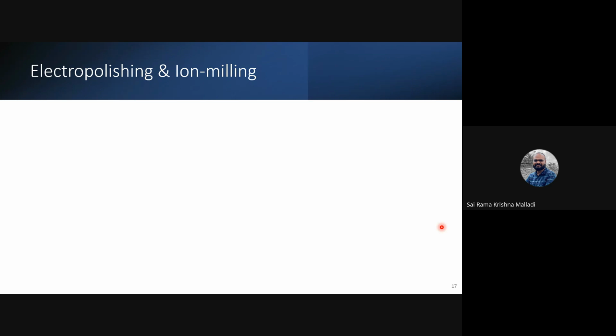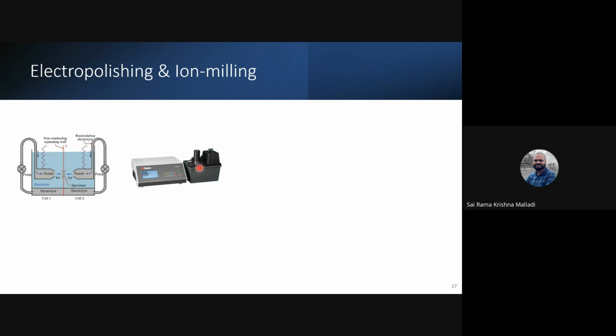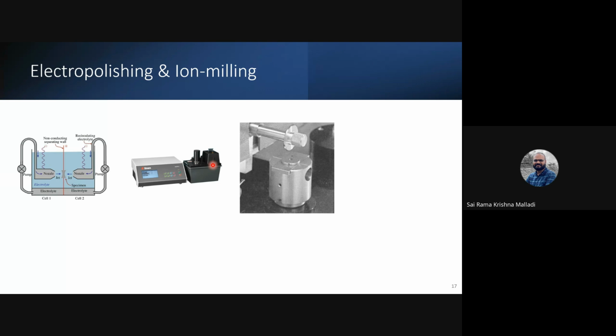When I section a sample, cut it, and make it a small 3 millimeter disc less than 100 microns thick, I can place it inside an electrolyte bath like this, shoot 2 jets of electrolyte, and make the sample my anode. The setup looks somewhat like this. And then I can prepare a small hole inside the sample, and it becomes electron transparent.